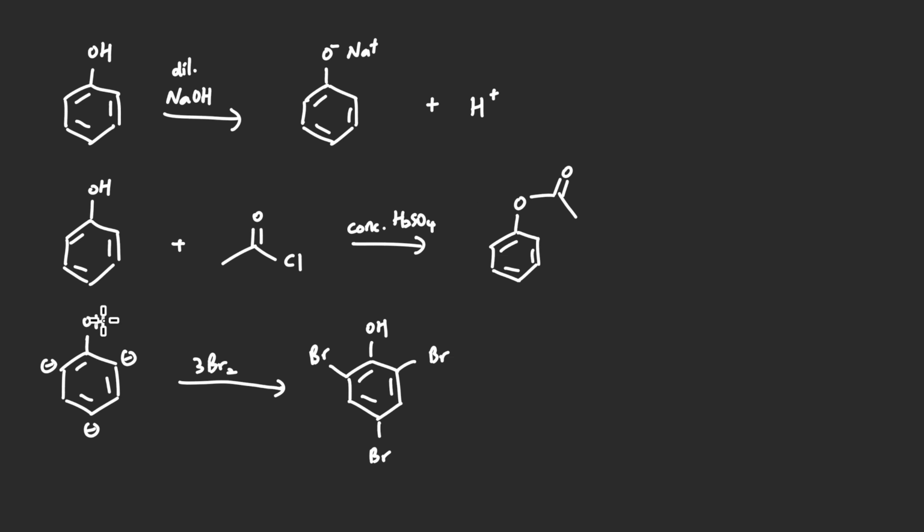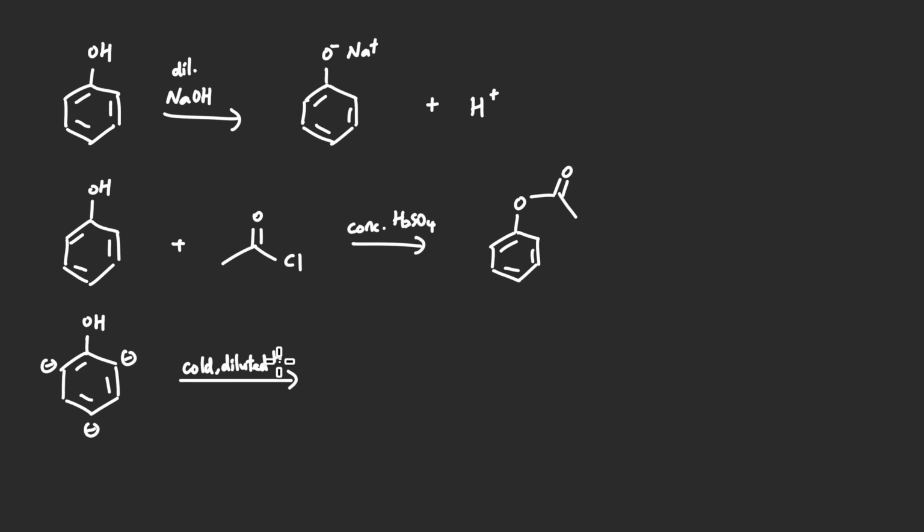Well, the phenol can also react with HNO3, and if this HNO3 nitric acid is concentrated, we will also get tri-substituted phenol. What if we want to get a para or ortho substituted phenol? Then we need to add a dilute HNO3, and probably we'll get a para or ortho.